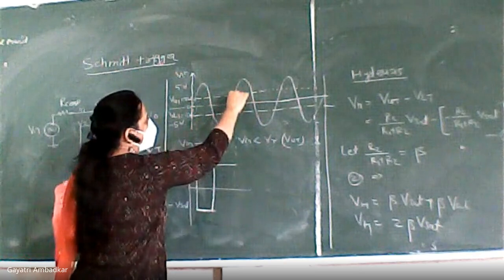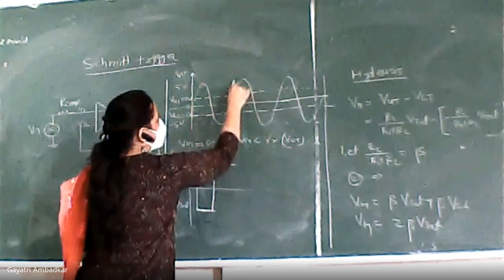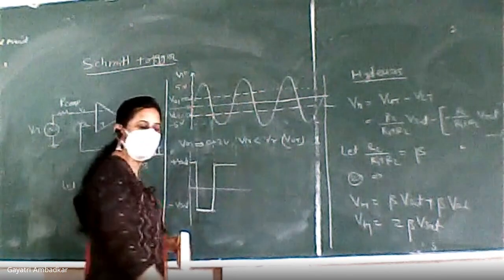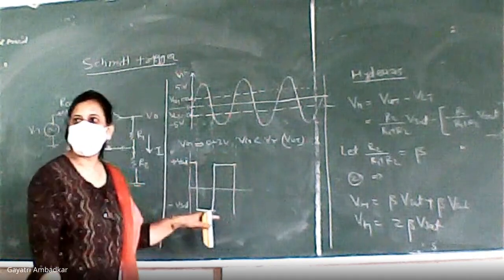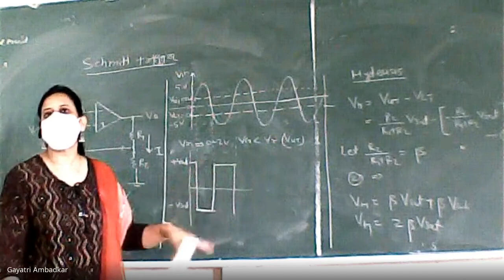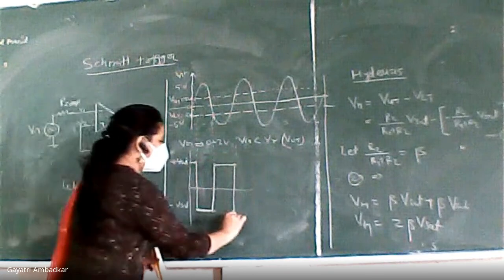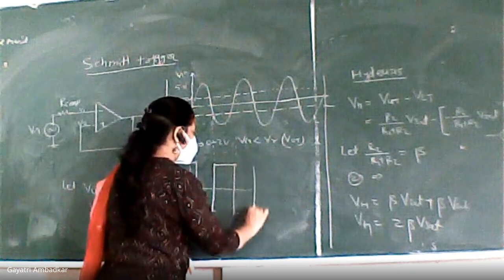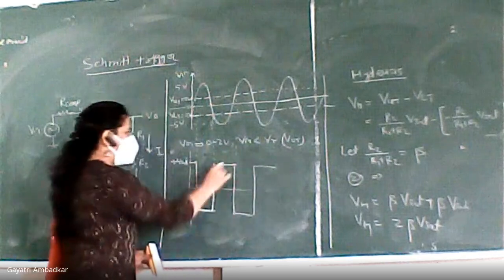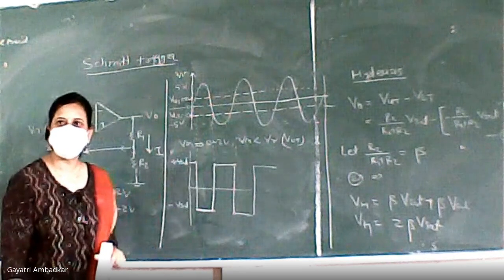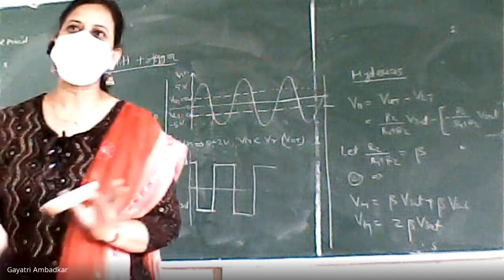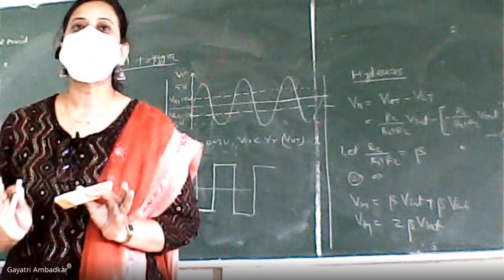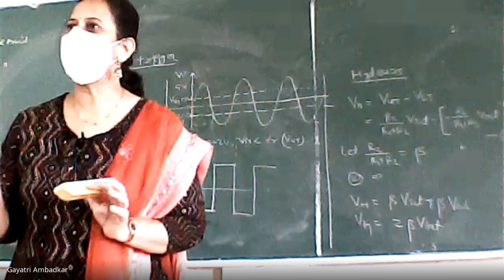Now here, input is becoming greater than VUT. So it will switch to minus VSAT. The moment it switches to minus VSAT, the reference voltage becomes VLT. So this way you will get a square wave with on time and off time the same. Okay, this is called a symmetrical Schmitt trigger.